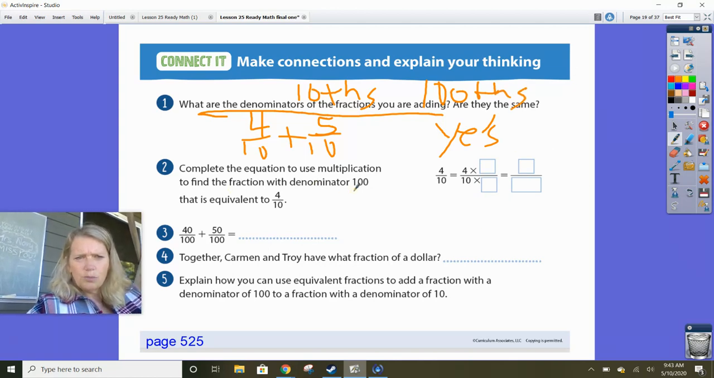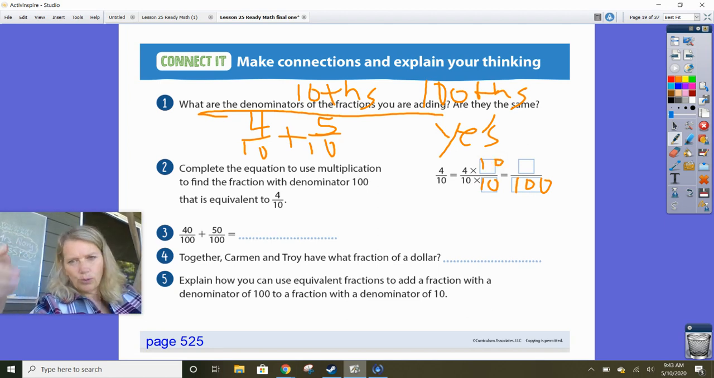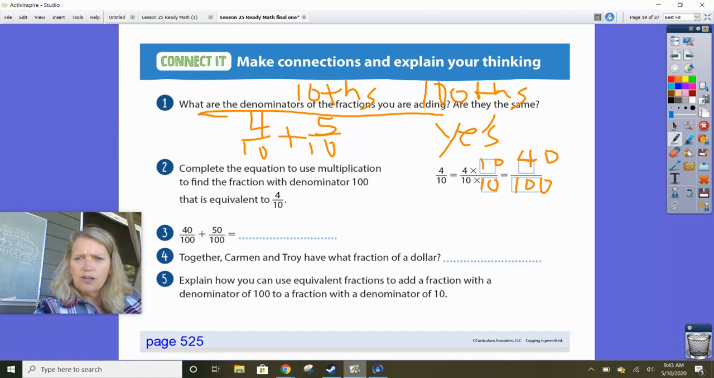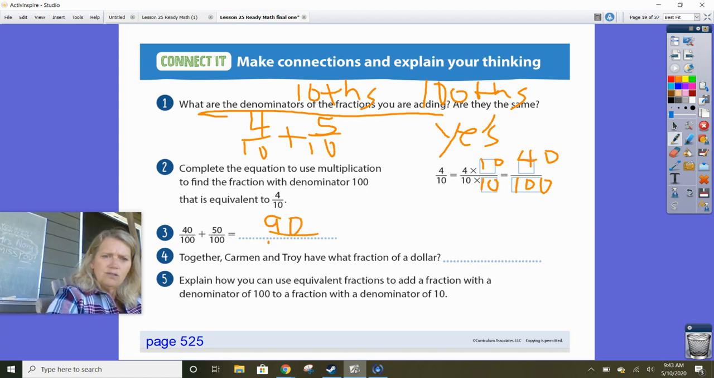Complete the equation to use multiplication to find the fraction with the denominator of 100 that is equivalent to 4/10. Okay, so this is the same work that we did earlier. If you want to get to hundredths, you have to go times 10 over 10, because 10 divided by 10 is still 1. That gives you 40/100ths. 40/100ths plus 50/100ths is 90/100ths.